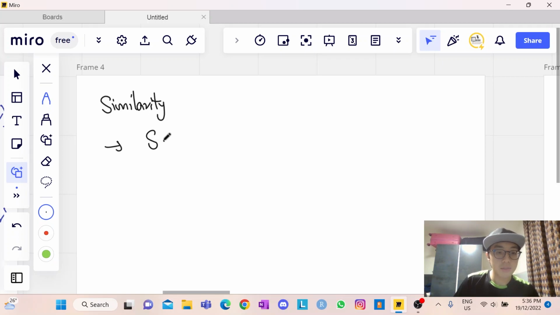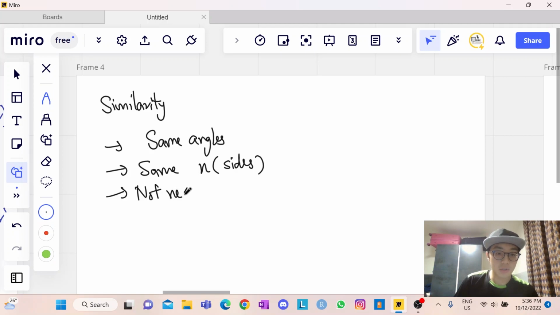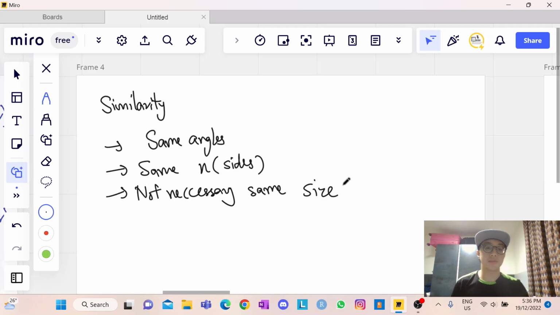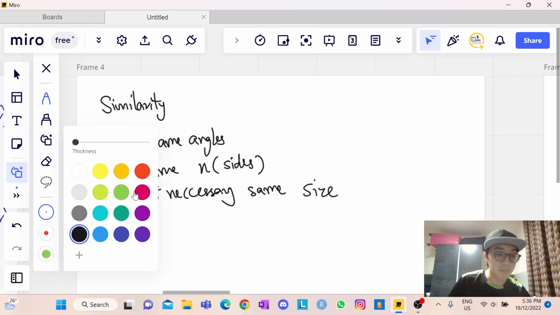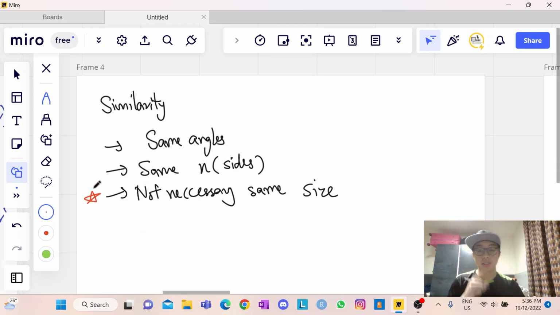Okay, you will have same angles, same number of sides, but not necessarily the same shape or same size. This is actually very important. It's not necessary to be the same size, because if it is, then it will have a different name. So for now, we'll be looking at similarities.